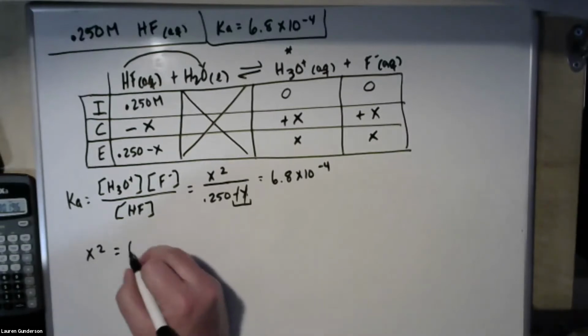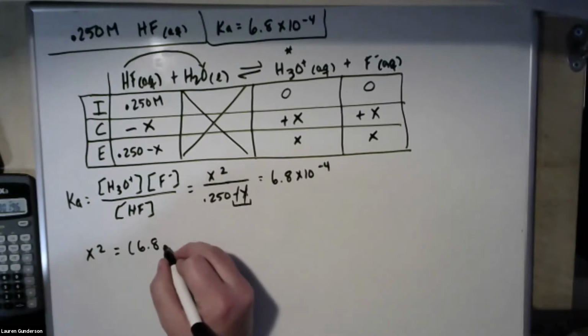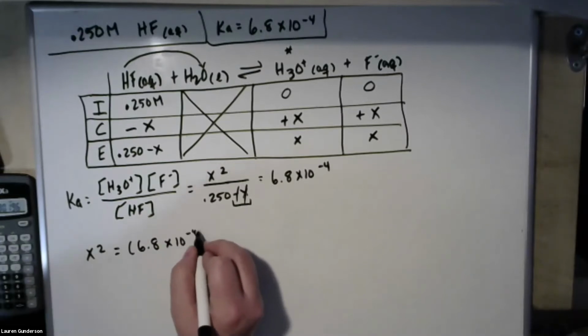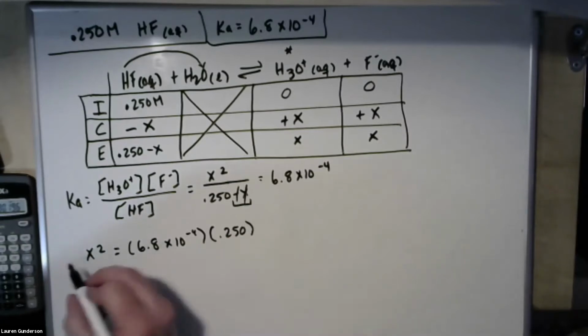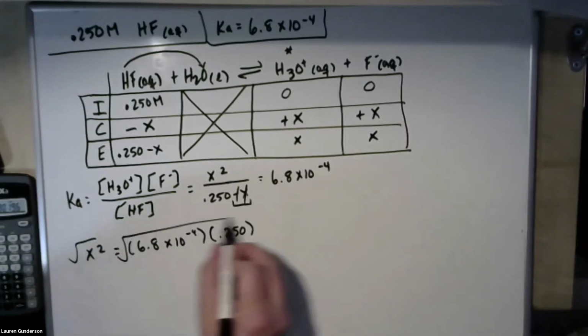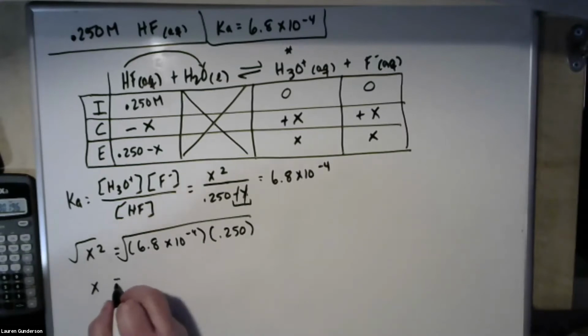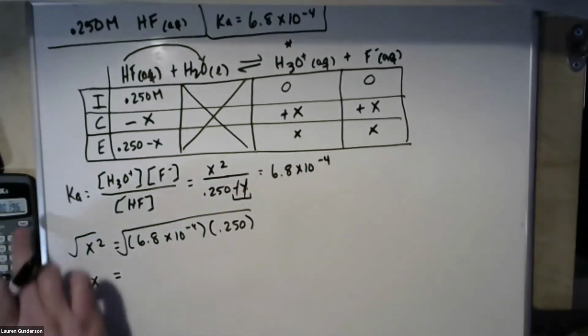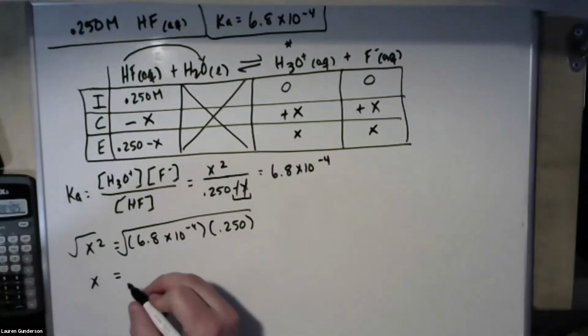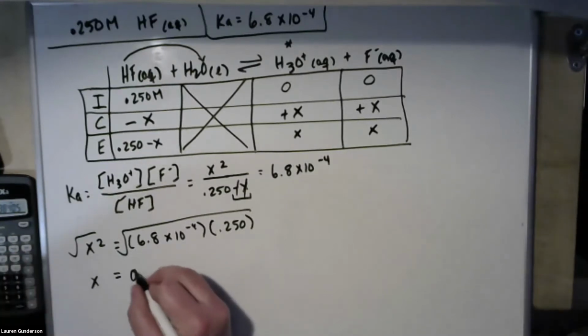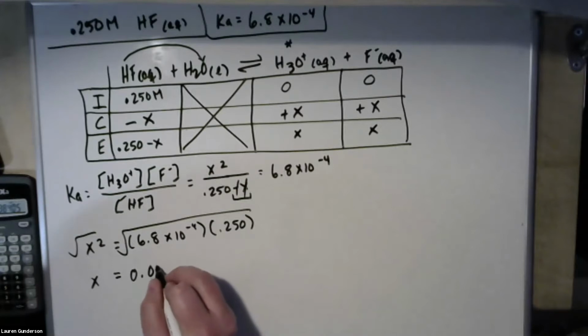So for X squared, I'm going to have 6.8 times 10 to the negative 4 times 0.250. And I'm going to take the square root of both of those values. And I'm going to get 0.013.